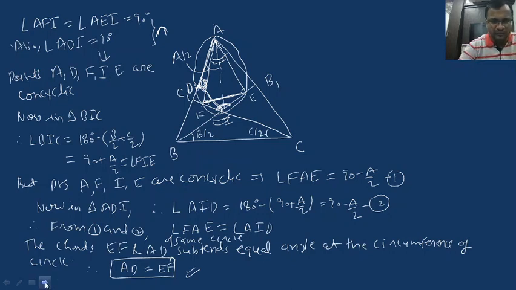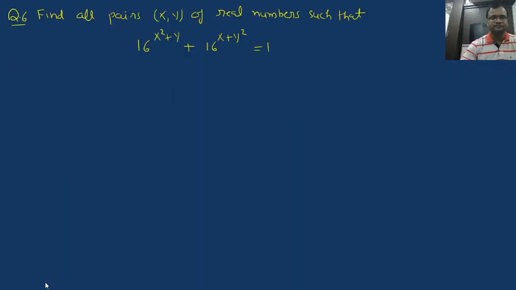Okay, now move to the last problem, and this is a very elementary and very simple problem on inequality. Actually, in this problem we have to find all pairs x, y of real numbers satisfying the given equation. Since this quantity is always positive, I am going to use here the AM-GM inequality.